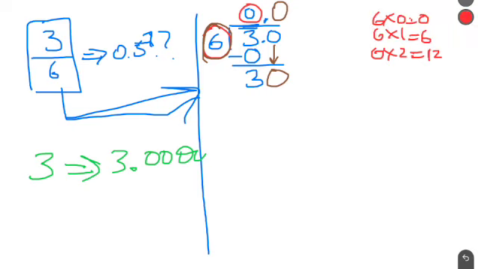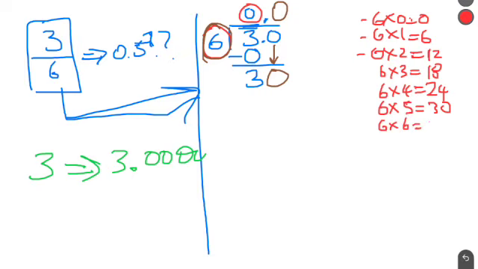Okay, so if we look back at our times table, 6 times 0 is 0, 6 times 1 is 6, 6 times 2 is 12, 6 times 3 is 18, 6 times 4 is 24, and we're only going to go high enough to see what number when multiplied by 6 gives us 30 or less. Okay, 6 fives are 30, and we found it. 6 times 6 is 36, but we don't need it. 6 times 5 is exactly 30. So what we do is we take this 5 now, and we put it there.